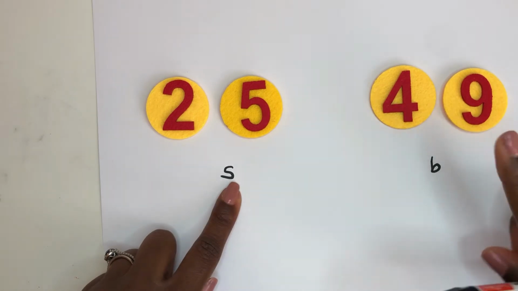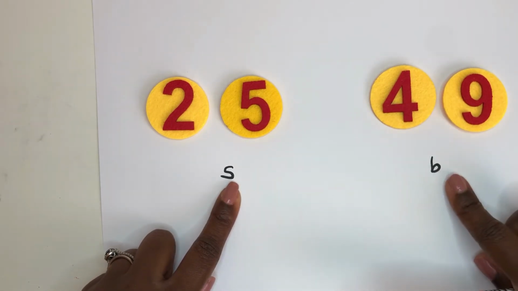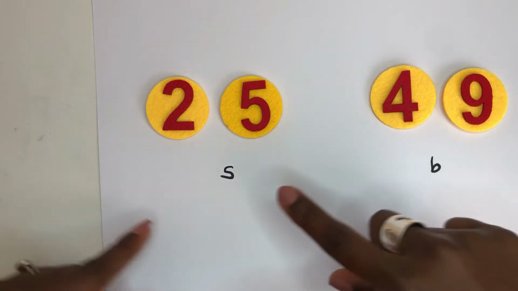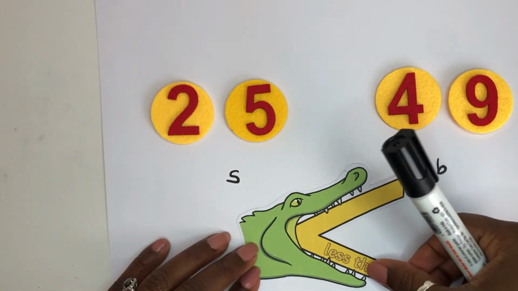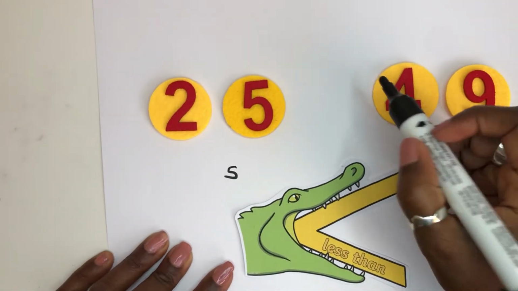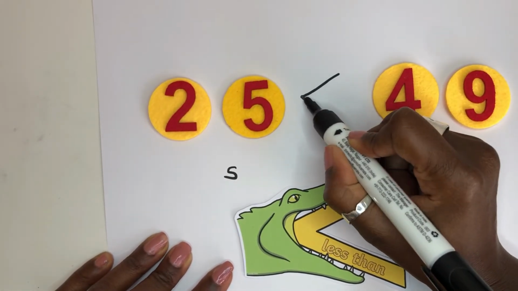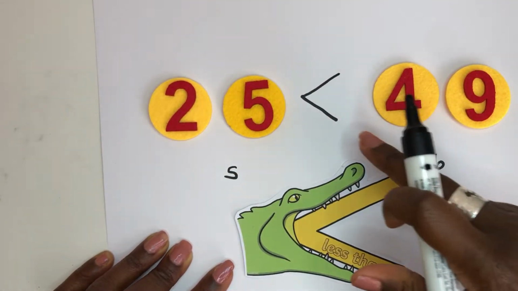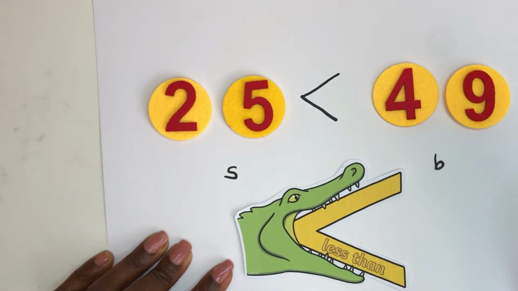So 25 is less than 49. So that means the small number is going to eat the big number. And that in mathematics, if I'm feeling really comfortable, I'm going to show it like that. So 25 is less than 49.